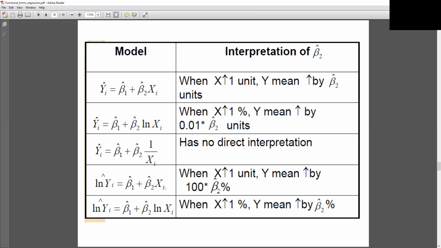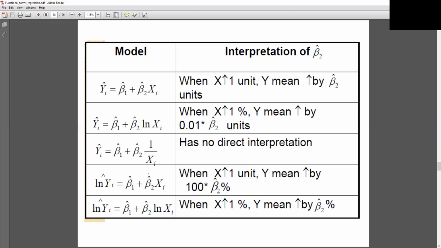Then here we have the log-LIN model, that is log yi hat is equal to beta 1 hat plus beta 2 hat xi. If x is increased by 1 unit, then y increases by 100 into beta 2 percentage. If beta 2 is 0.4, then if x is increasing by 1 unit, y increases by 100 into 0.4, that is 40%. So this is instantaneous growth.